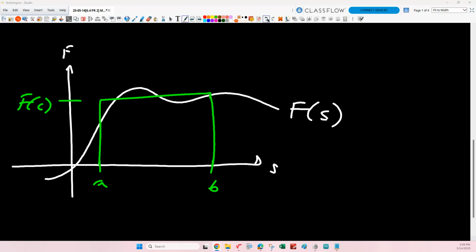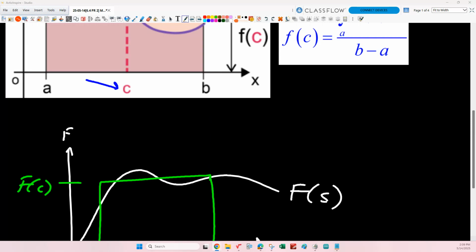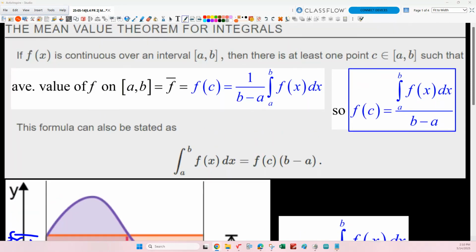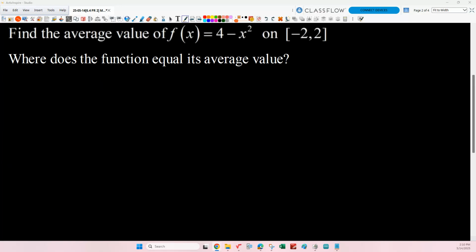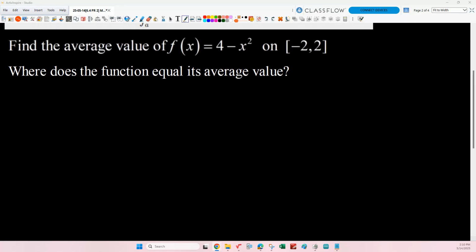Okay. So let's practice this. It sounds complicated, but it's really not. So what if we wanted to, for example, find the average value of this function on the interval from -2 to 2? Okay. So what is the average value? How would I find that?